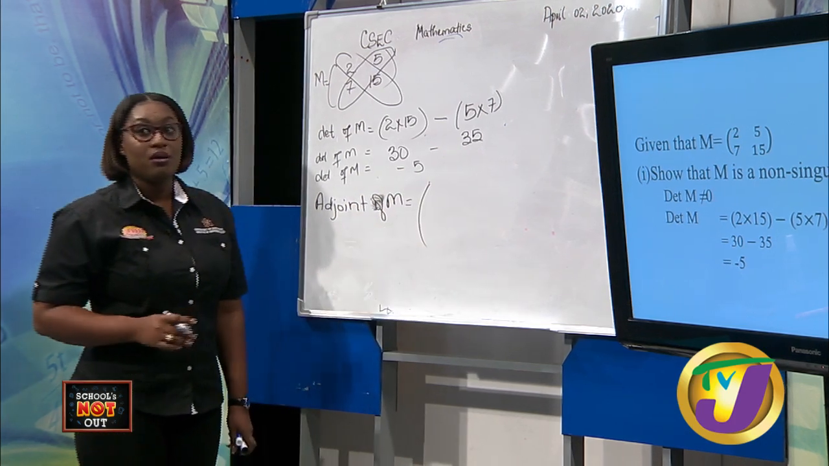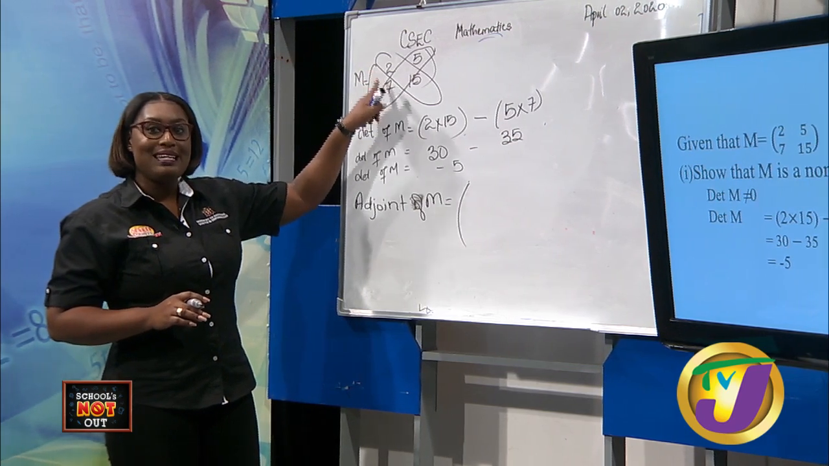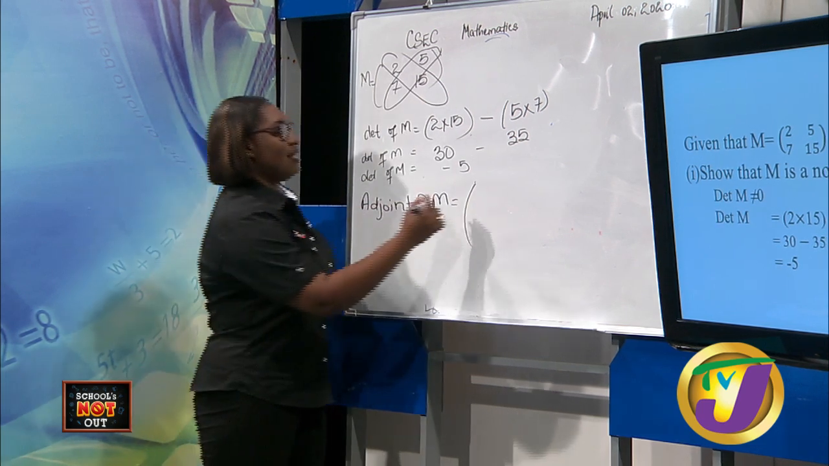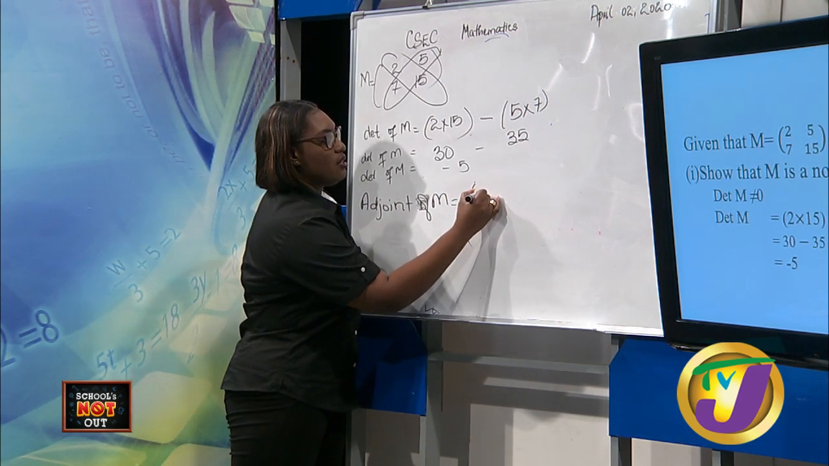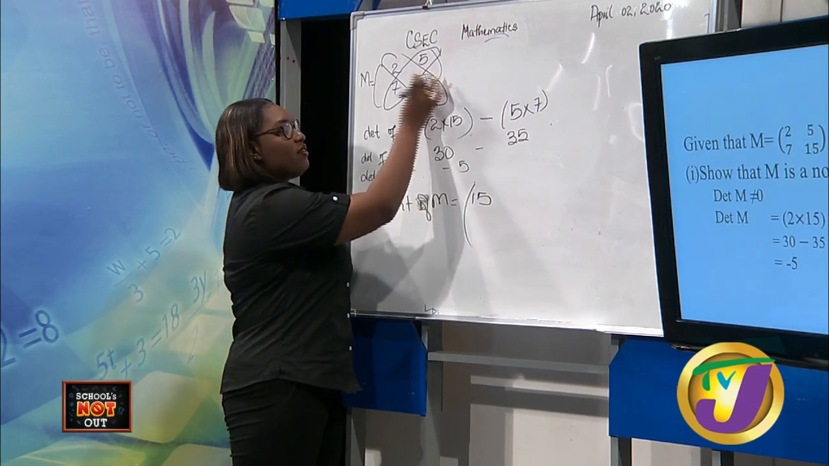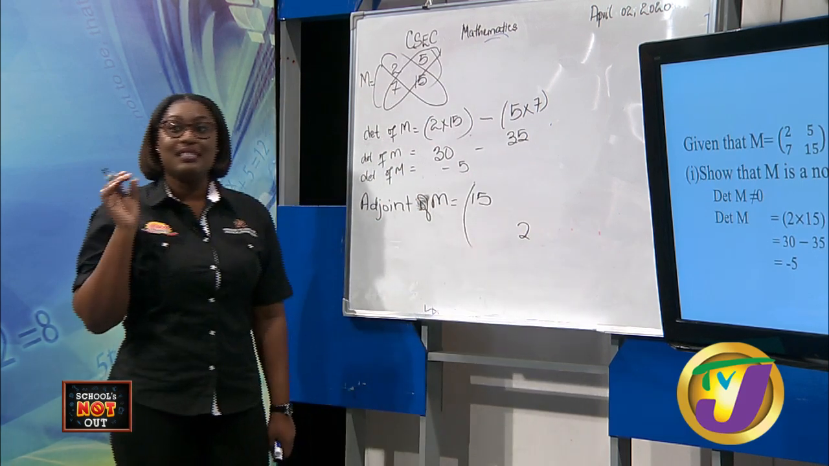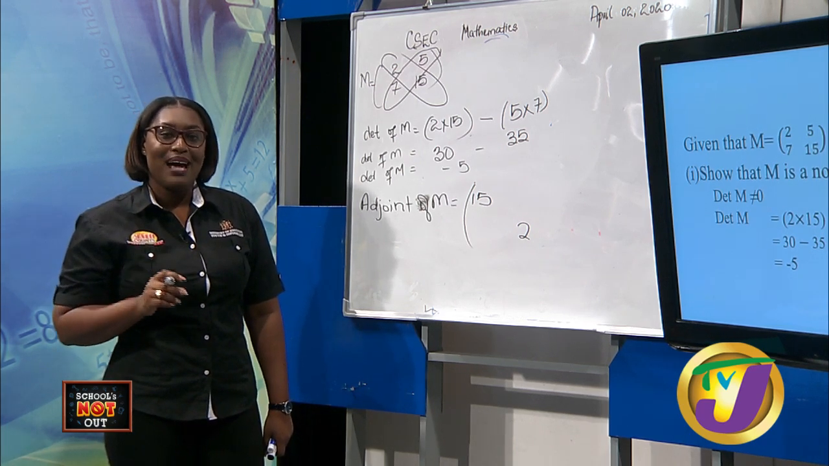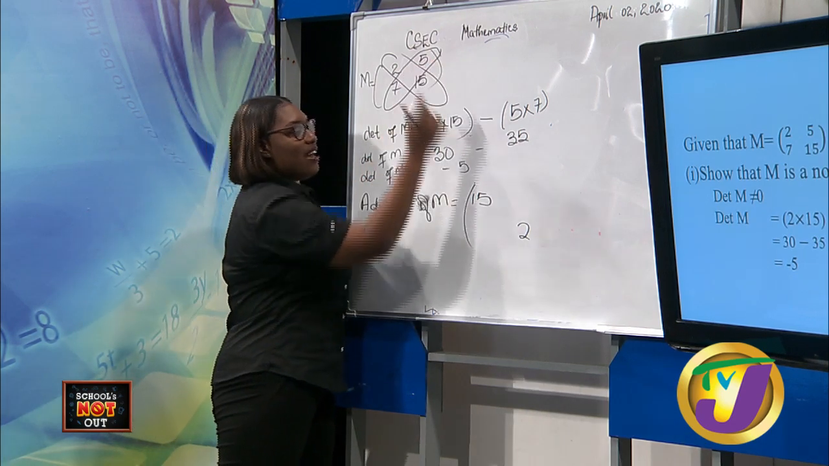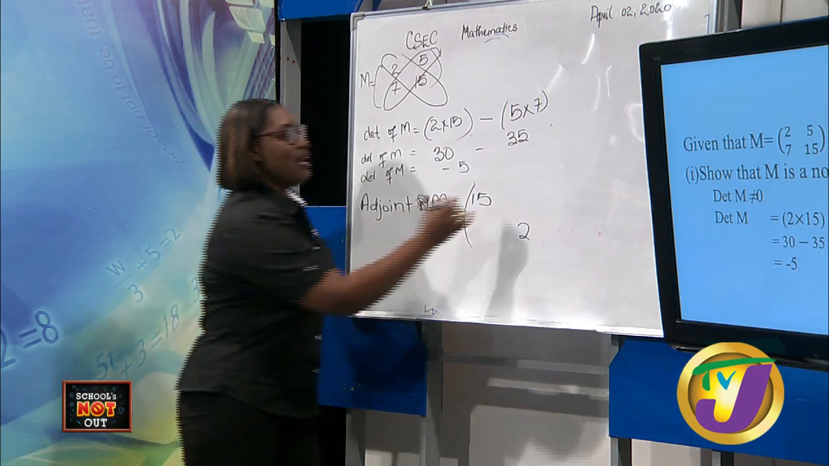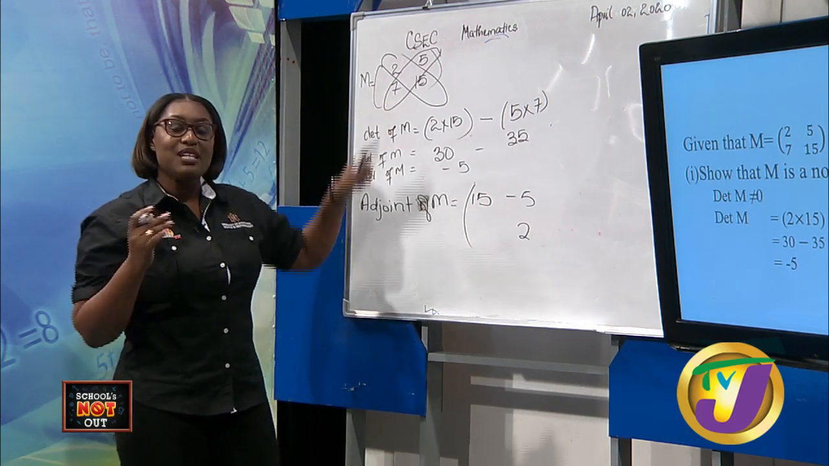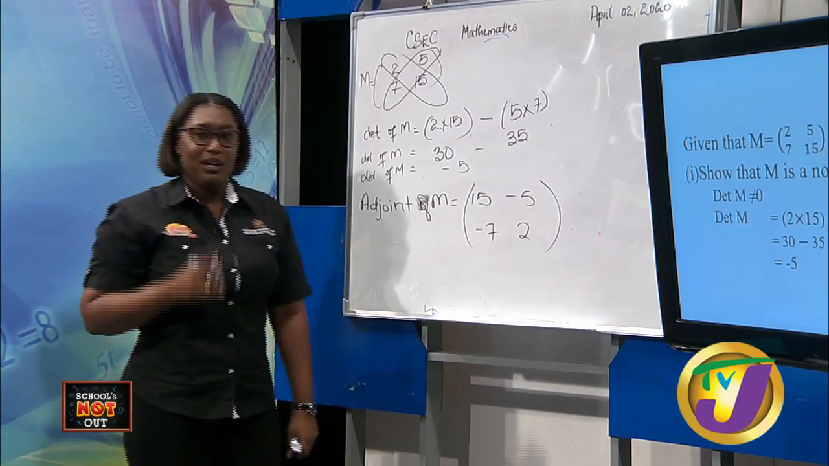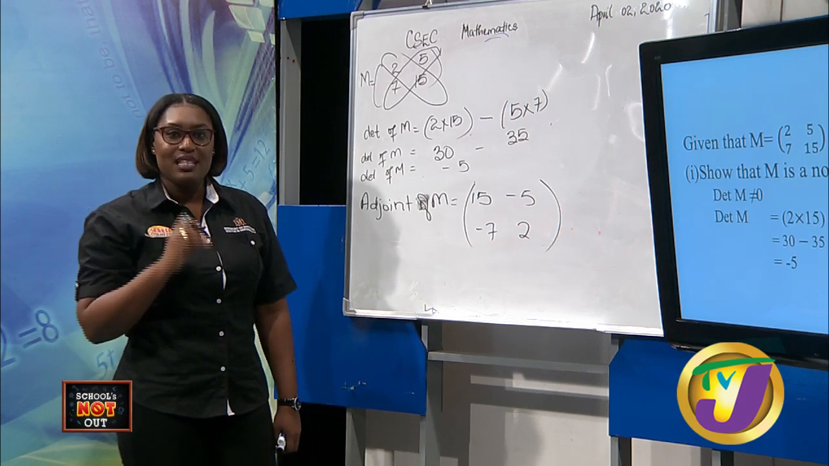Now, as we remember, we're going to focus first on our leading diagonal. The elements on our leading diagonal need to be interchanged. So where 2 was, we place 15, and where 15 was, we put 2. The second thing we need to do is multiply the elements on our non-leading diagonal by -1. So 5 multiplied by -1 gives -5, and 7 multiplied by -1 gives -7. So I've just written down the adjoint of matrix M.